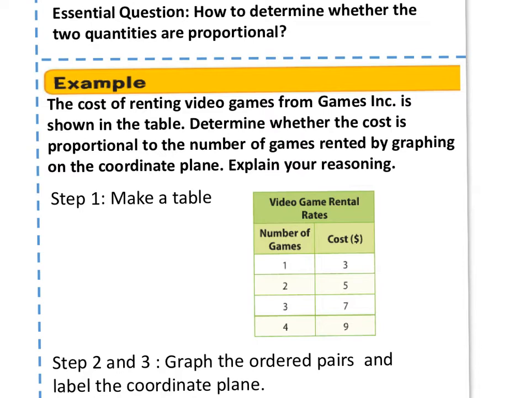So in this case, we have our data table. We know that the first value is our x value. So these represent x, the 1, 2, 3, and 4. And then the second, the cost, represents our y value. So in other words, these are our ordered pairs: (1, 3), (2, 5), (3, 7), and then (4, 9).